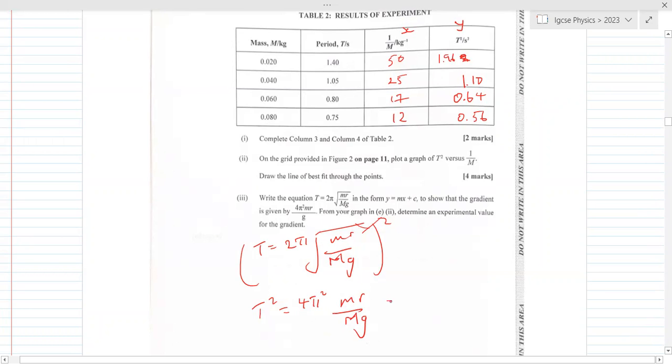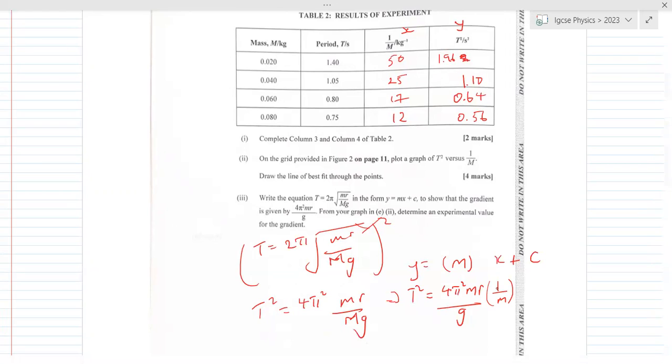So from here we can say t squared is equal to 4 pi squared times mr divided by g. And then we multiply by 1 upon M, where this thing here is now your x variable. This is your gradient, and this is your y variable. So it's now really in the y equals mx plus c pattern or equation. So that's what they wanted you to do. Now I'm going to pause here for now, and then I'll plot the graph. I will pick up from there, all right?